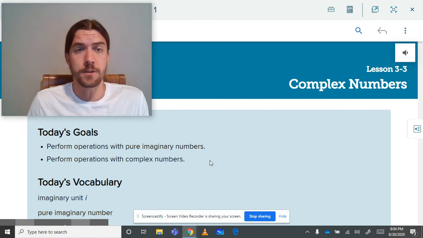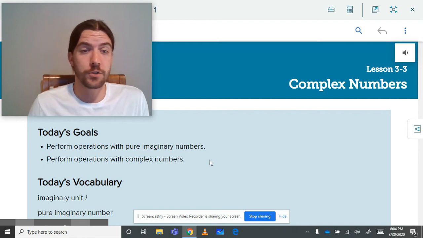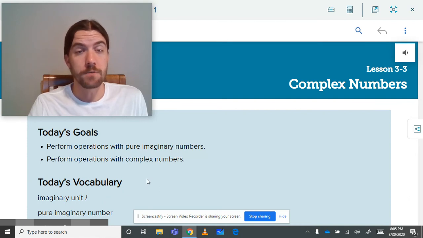He defined his solution, and he gave it a name. He called it i. Now, that wasn't the square root of negative 25. That was the square root of negative 1. And that is kind of where we start. So the imaginary unit i is the square root of negative 1.